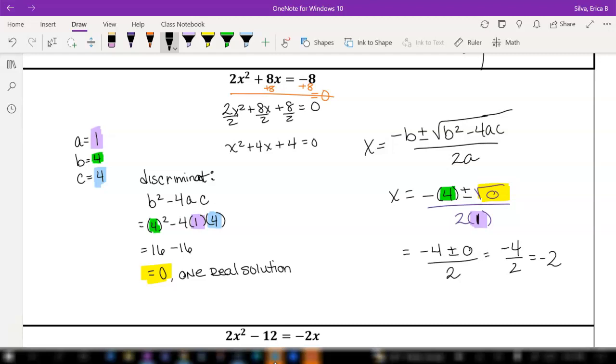And negative 4 plus or minus 0 is basically negative 4 over 2. And our one solution is at x is equal to negative 2. So if we were to graph it, that means that we would have a solution at negative 2.